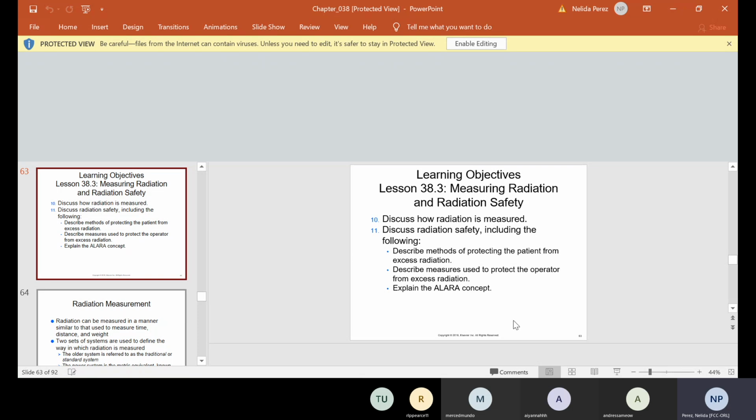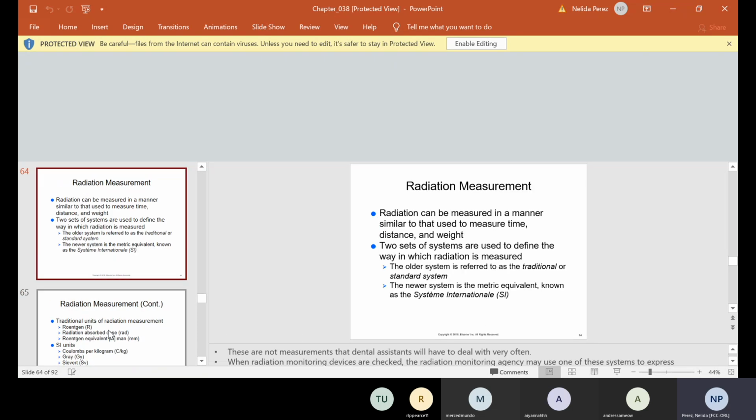So now we're going to discuss how radiation is measured. Radiation safety: we're going to discuss, as I mentioned to you, not only protecting the patient, but protecting the operator. Please know that the operator is you. And we're also going to talk about the ALARA concept.